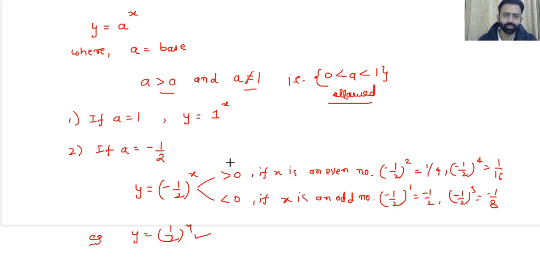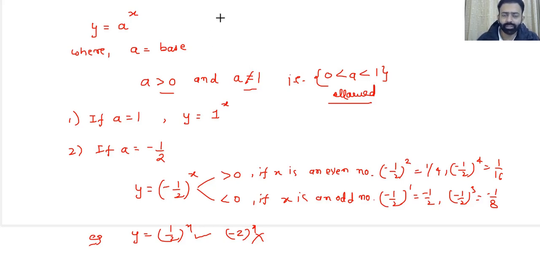So we can take any fraction value between 0 and 1, right? So this is an exponential function, but if you write minus 2 raised to power x, this is not an exponential function. And obviously, if a is greater than 1, then you will get functions of the type 3 raised to power x, 4 raised to power x, 4.5 raised to power x, and so on. So this was the basic definition of an exponential function.